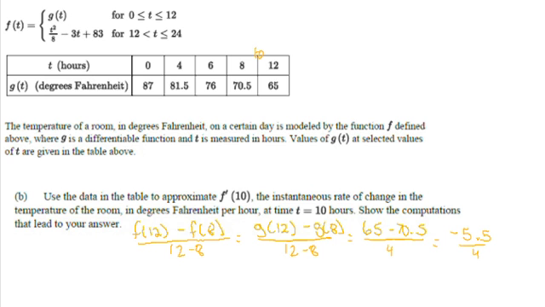And I really do not like that decimal in a fraction. So I want to go ahead and say that is negative 11/8 degrees Fahrenheit per hour.